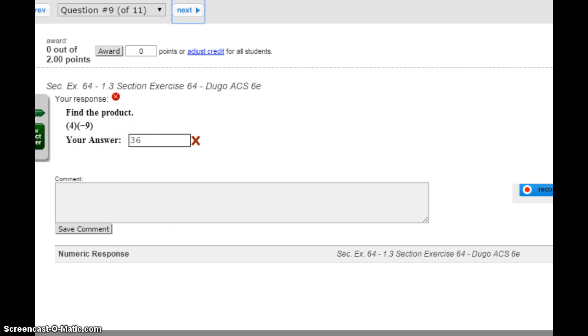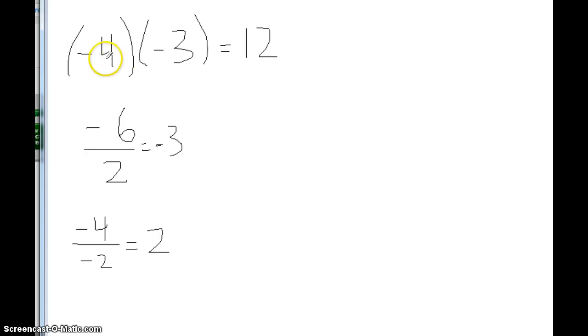But if we had two negatives, let me show you an example. So multiplication here, we have two negatives, -4 times -3. Those will cancel out and give you a positive 12. And your calculator should verify that.